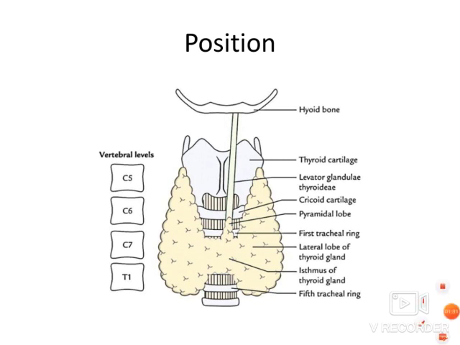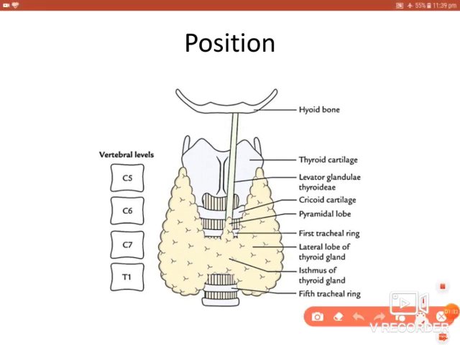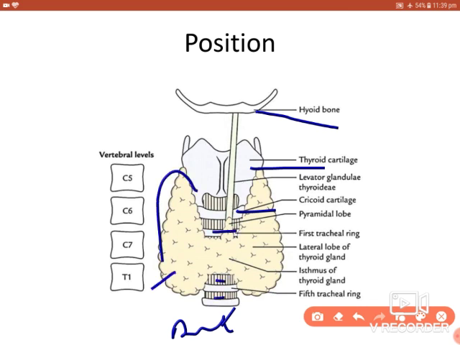Then here you're seeing the anterior view of the thyroid gland. See, this is the hyoid bone, thyroid cartilage. This one is the cricoid cartilage. These are the tracheal rings. So this is the lobe. This is the right lobe. This one is the left lobe. They form the lateral lobes, connected by the isthmus.